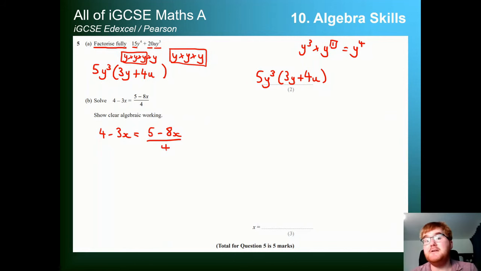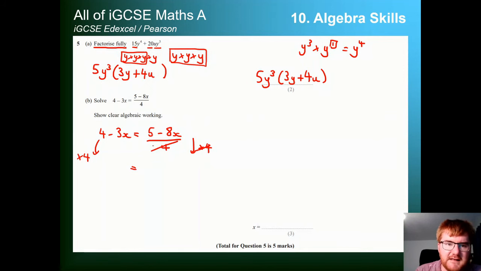The first thing I generally do with these questions, if I see a fraction, I want to get rid of it as quickly as possible. So what's the opposite of dividing by 4? Well, timesing by 4 on both sides. Now, by timesing by 4, this cancels, leaving us with 5 minus 8x. This is where we have to be careful on the left-hand side, because 4 times 4 is 16, but don't forget to multiply the minus 3x by 4 as well, which gives us minus 12x. So it's all about just being careful as we go through these equations.